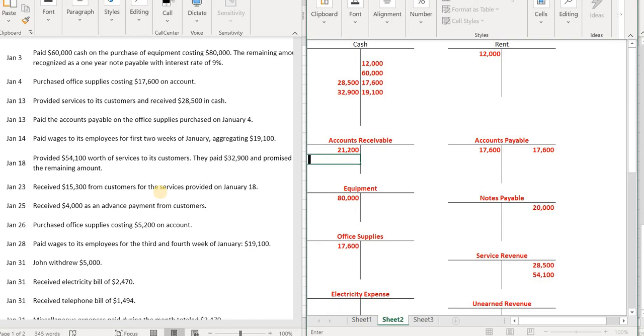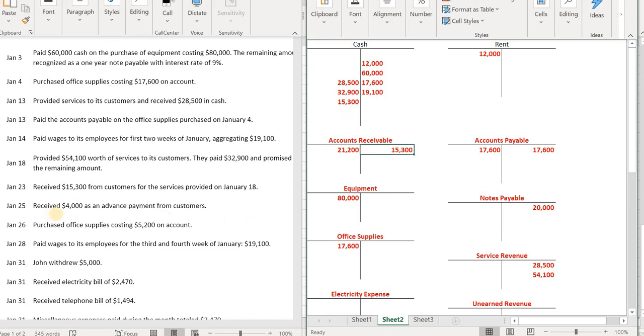Okay, here I'm going to get cash, 15,300, and oops, did it the wrong way, put it in the wrong place, didn't I? I'm going to get cash for 15,300, and I'm going to decrease my accounts receivable by the same amount. So, increase cash, decrease accounts receivable, debit cash, credit accounts receivable.